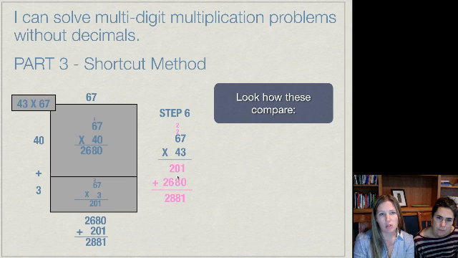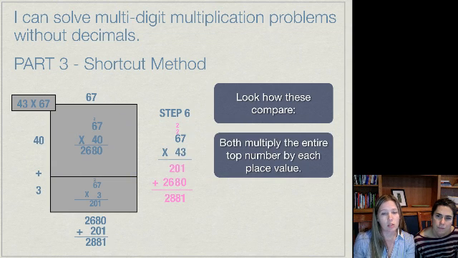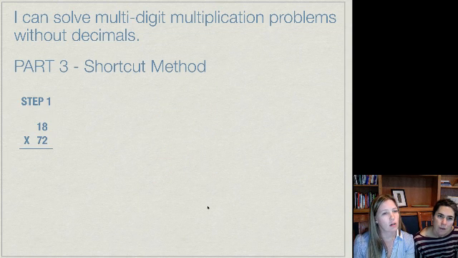So essentially you're doing the same thing. You're just taking out having to break that down. And then you add them together just like we did in this. So in both of them, you multiply the entire top number by each place value. So by the tens and by the ones. All right.